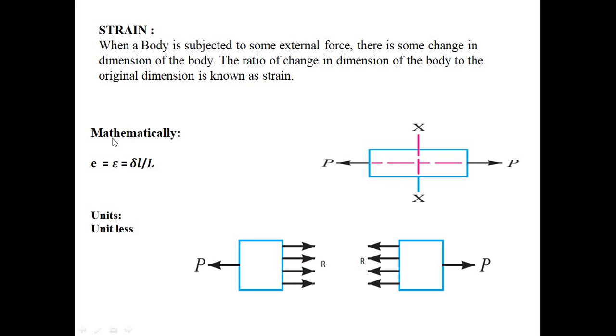So mathematically, strain is explained as e, which equals delta L upon L. Here we have taken the dimension in the length parameter. So delta L is the change in length, and capital L is the original length. The unit for the strain: it is unitless. No unit is used to identify the strain.